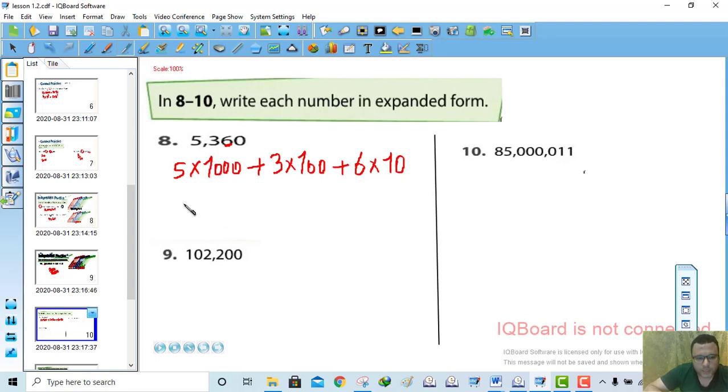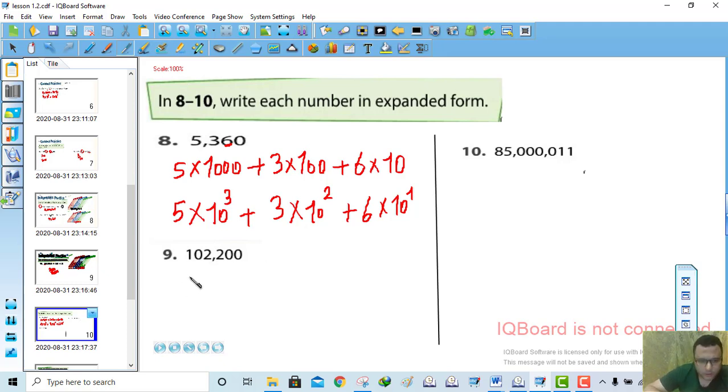You can also rewrite this as 5 multiplied by 10 to the power of 3, since it's thousands, plus 3 multiplied by 10 to the power of 2, since it's hundreds, plus 6 multiplied by 10 to the power of 1. Both of them are expanded form, but this is expanded form in exponent way.